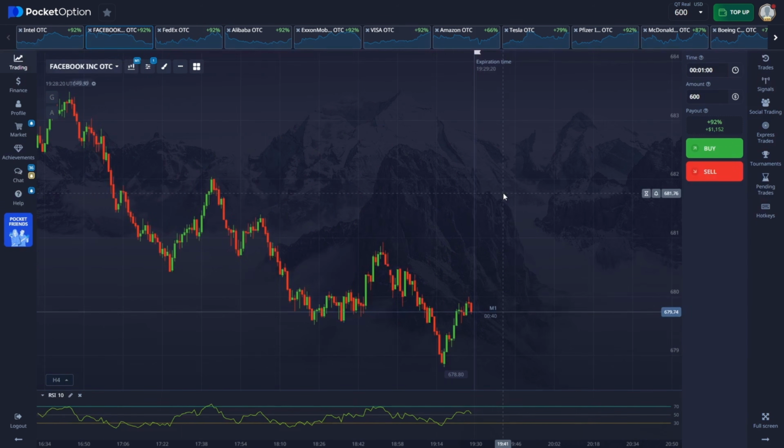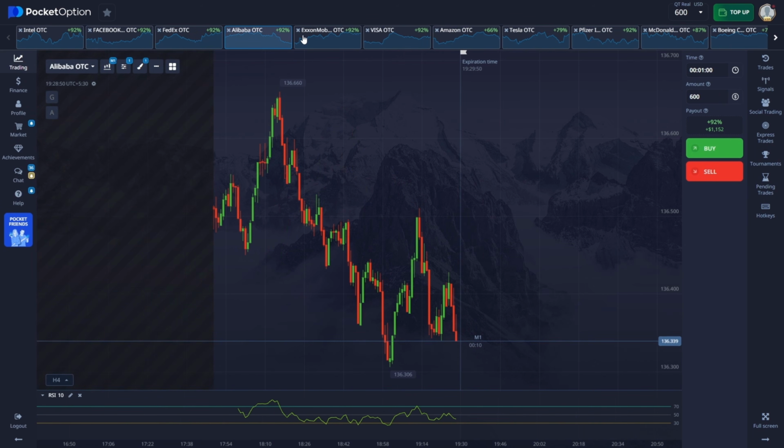On Facebook OTC, we have a trade for the upside move. I'm waiting for the candle to close here. If the candle closes at RSI level 50, then we can proceed with the upside move. Okay, the candle reversed, so I will avoid that trade. Let's find a trade on another asset.